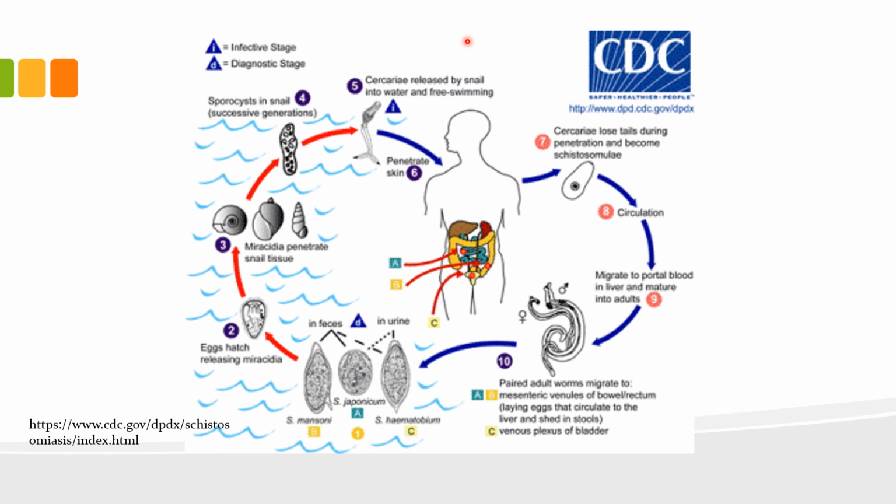Transmission occurs when the cercariae, which is considered to be the infective stage of the parasite, shown in this life cycle here at number 5, swim and penetrate the skin of the human host. So this is an example of a parasite that is transmitted by way of skin penetration.